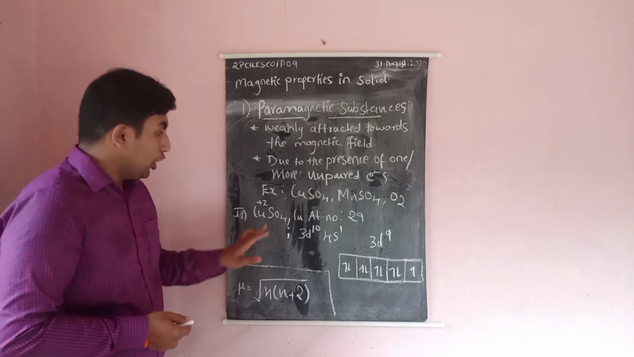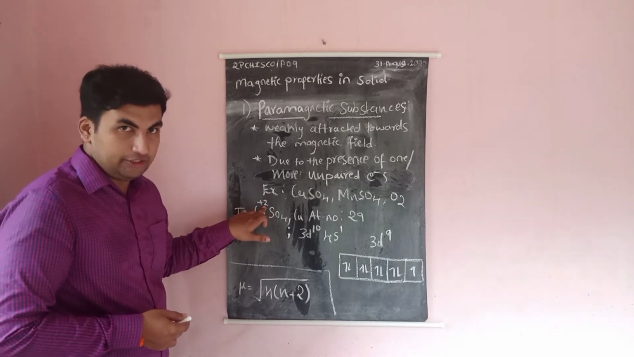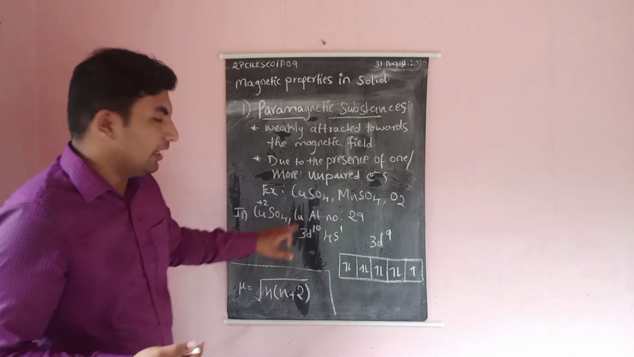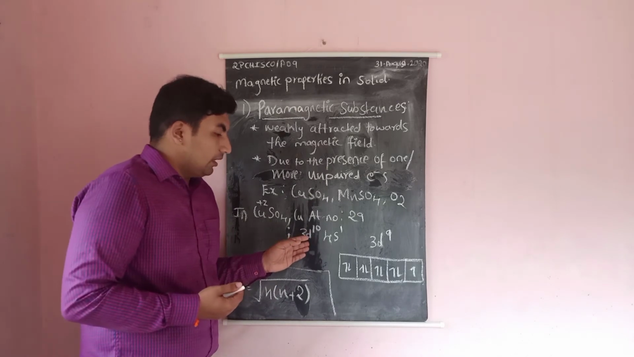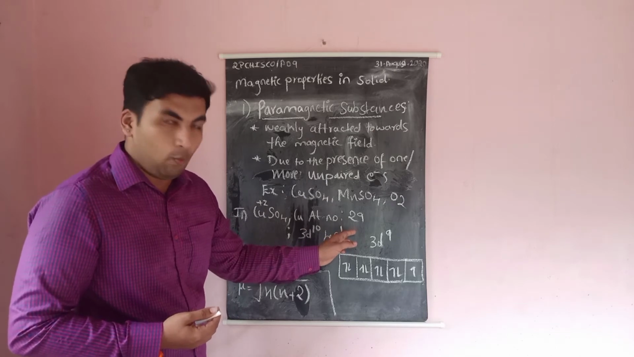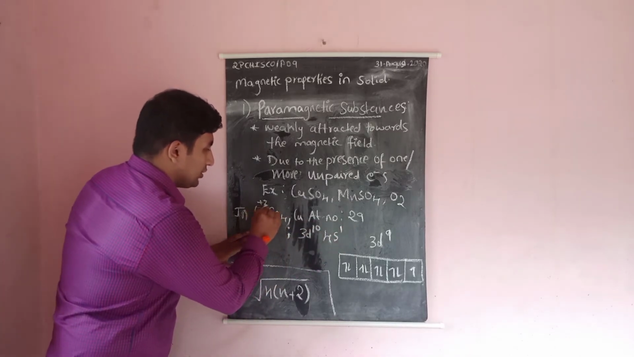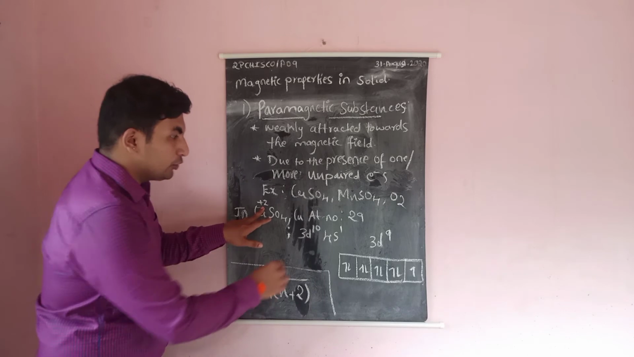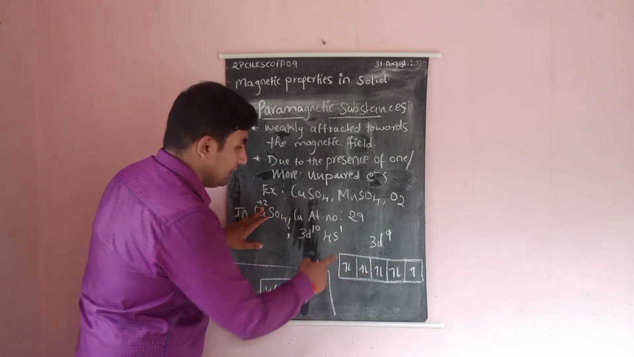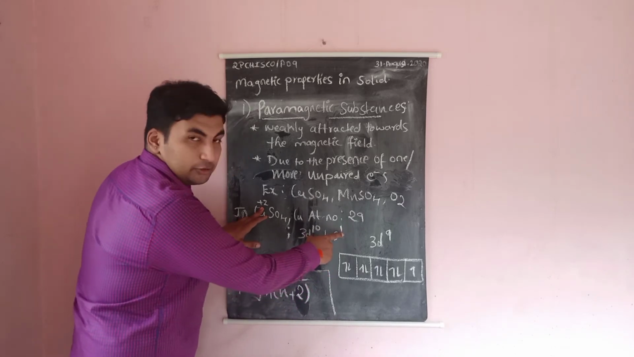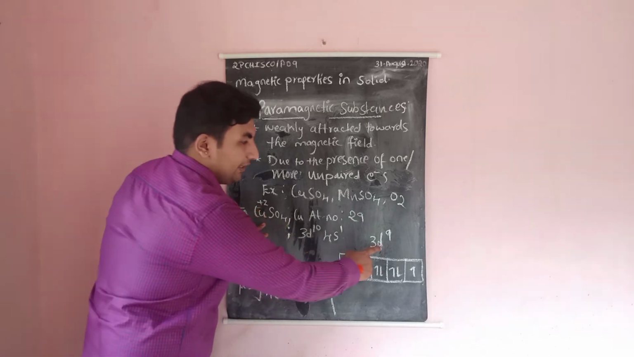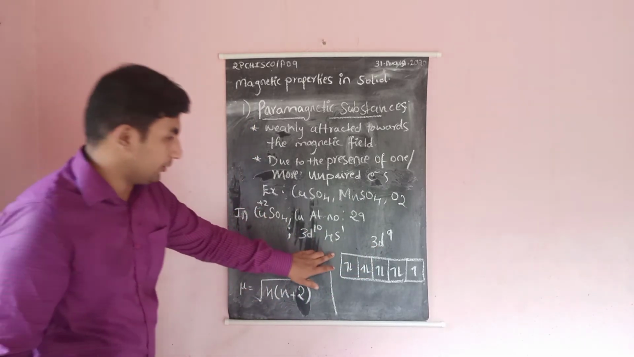In copper sulfate, copper is in +2 oxidation state. Copper's atomic number, you know, is 29. The outer electronic configuration is 3d10 4s1. So the copper oxidation state is +2. I have to remove 2 electrons from the outermost shell: 1 electron from 4s, and 1 electron from 3d10. So that is 3d9 I got.